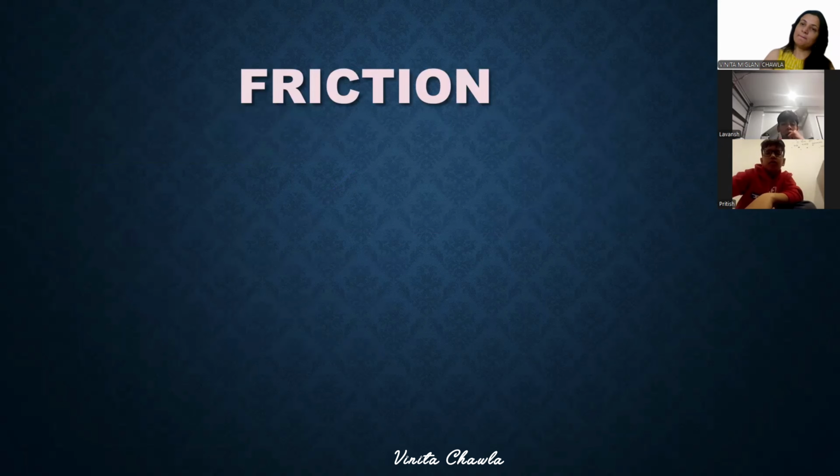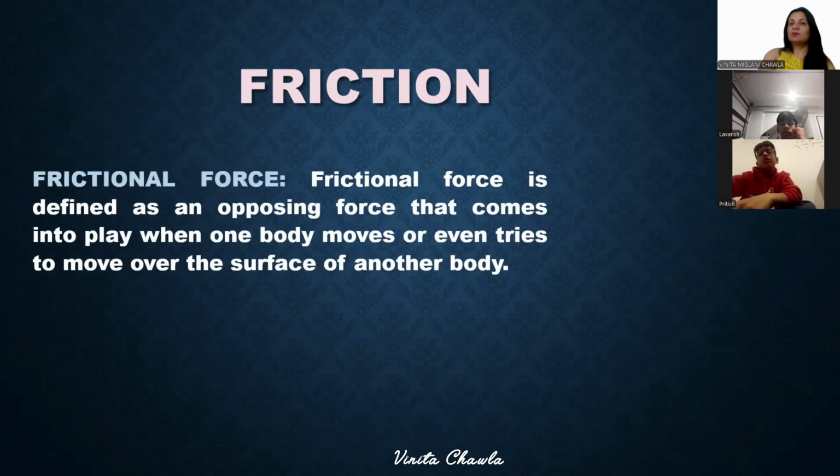Next topic is friction. So what is friction? The force acting on the object. Friction is the opposing force that comes into play when one object moves or even tries to move over the surface of another object. Means because here we say that no object is perfectly smooth or ideally smooth. There are irregularities present on the surface.